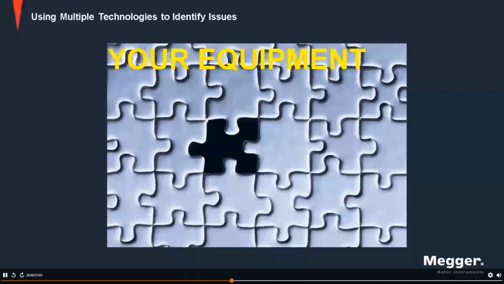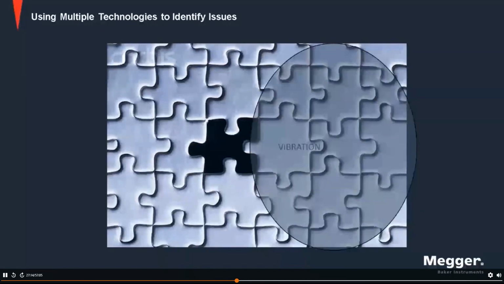Of course, here's a nice analogy. We've got a puzzle piece. This is our equipment, our systems that we're concerned about. And here's this missing puzzle piece. This missing puzzle piece represents the problem that we either know about or maybe we don't even know about. And so we apply different technologies, right? We want to enhance our senses so that we have the ability to understand the condition of our equipment beyond just putting our hand on it or hearing it or relying on protection systems to tell us there's a problem.